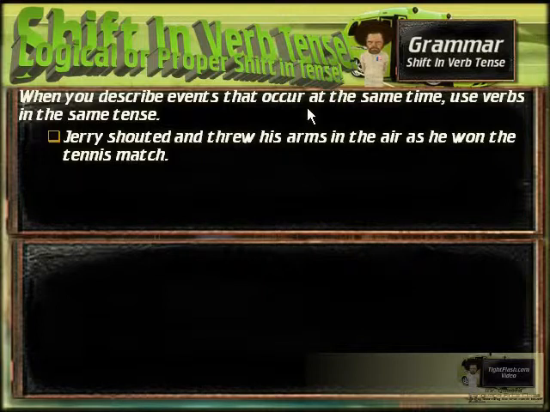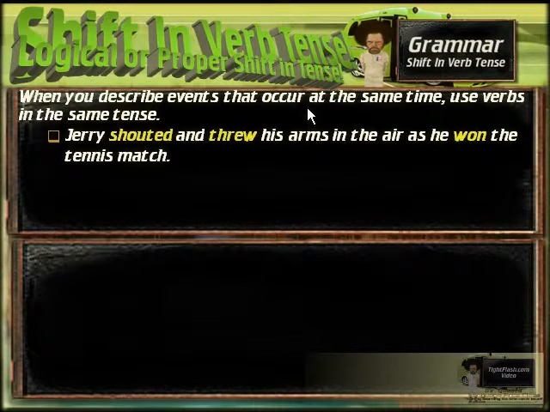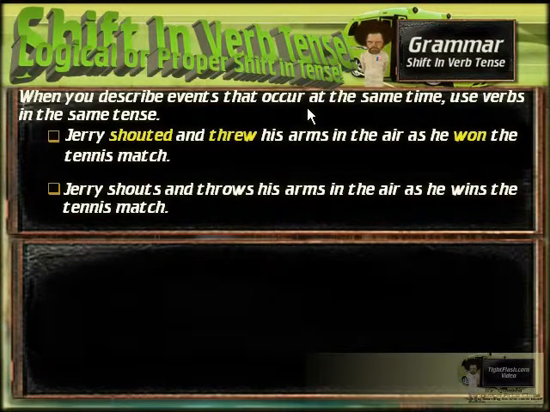Now we see the verbs here. Jerry shouted and threw. Shouted and threw, of course, is a compound verb there, but the subject for that verb is Jerry. His arms in the air as he won. And here we go with our second subject-verb relationship, won being the verb here, and of course it is past tense. So shouted, threw, and won, all past tense. And based on the meaning, you wanted that thing to have happened in the past at the same time, so therefore you used all the same.